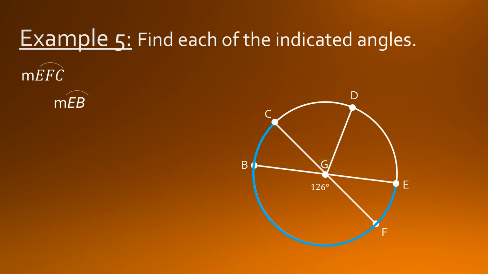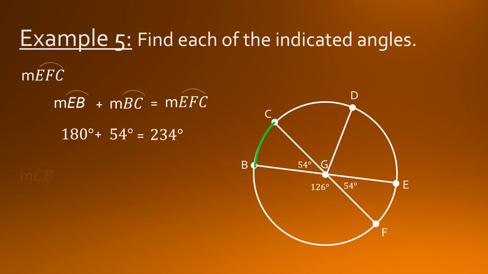So let's do these pieces. We can say the measure of EB plus the measure of BC, which we just found to be 54. So we can say 180 plus 54 degrees is equal to 234. And then one final question wants to know, what is the measure of arc BC? And that is a simple 54 degrees because we just found it.